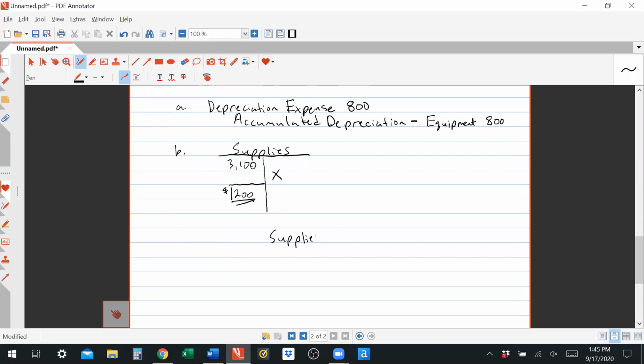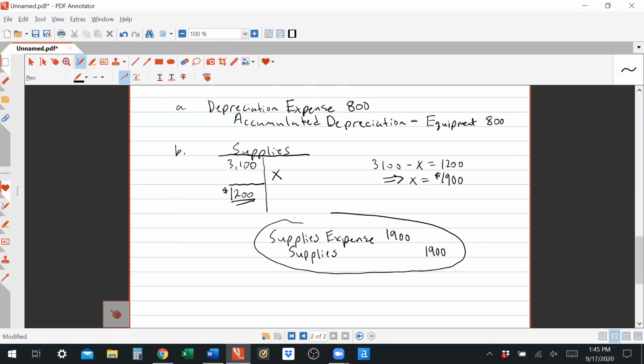So we'll debit supplies expense for X, credit supplies. Question is, what's X? Just solve for X. 3,100 minus X has to equal 1,200. So X equals 1,900. So there's the adjusting journal entry for this situation.